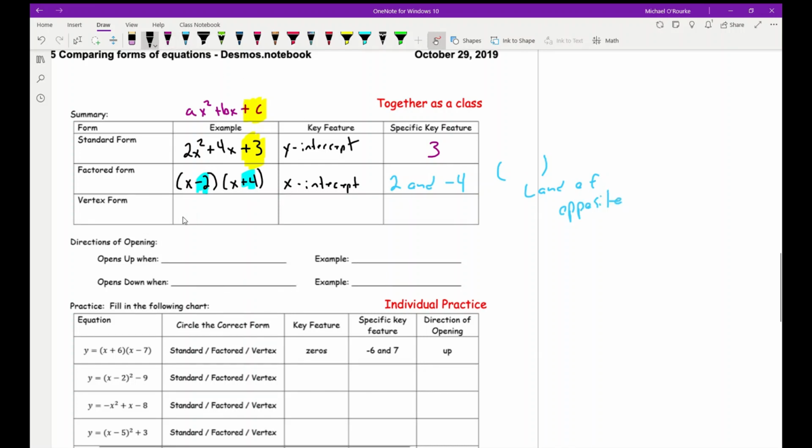Lastly, we have vertex form. An example of that may be something like 2 bracket x plus 2 squared minus 3. And this gives us our vertex. If you remember, this here is our x of the vertex, but it's opposite, right? And this here is our y of our vertex.